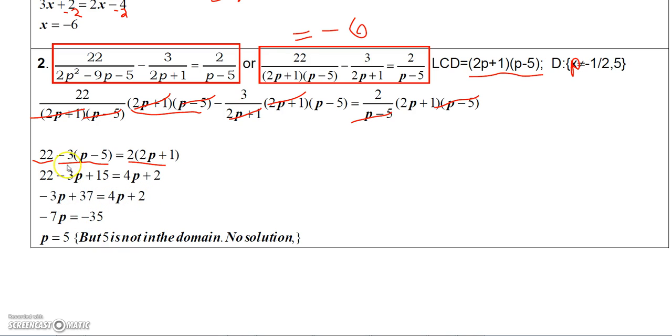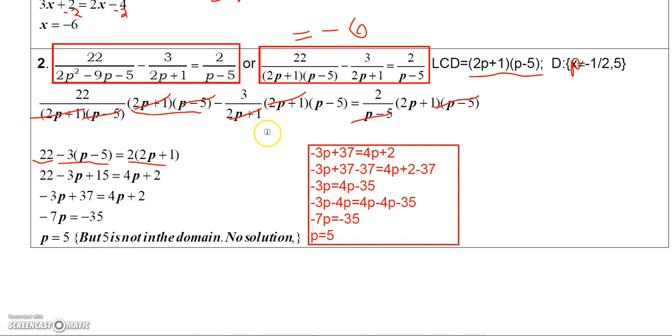And let me show you those steps here. Just hang on a second. So here's where I was. Minus 3p plus 37 equals 4p plus 2. Now to get rid of the 37, all I'm going to do is subtract 37 from both sides. So that will cancel this 37, and I'll just get minus 3p. And then on the right hand side, I'm going to have 4p plus 2 minus 37, and 2 minus 37 gives me a minus 35.